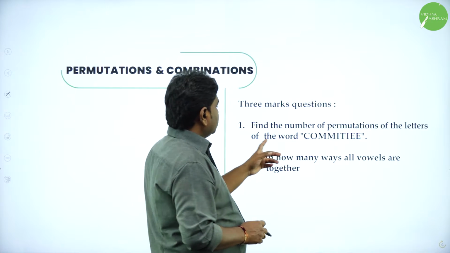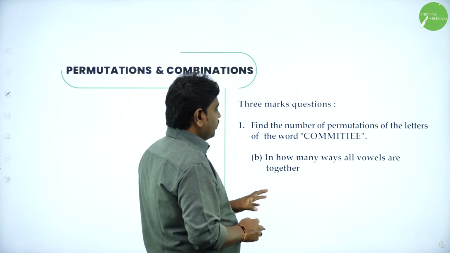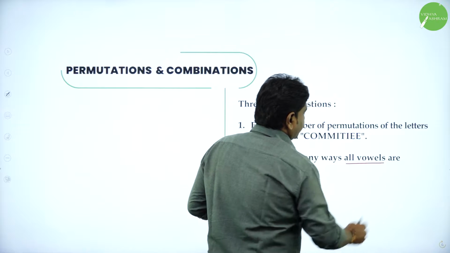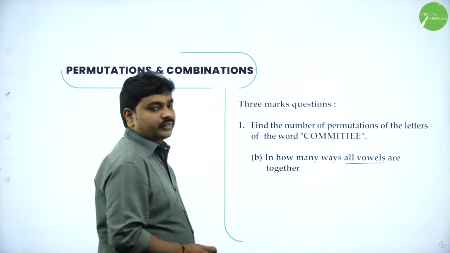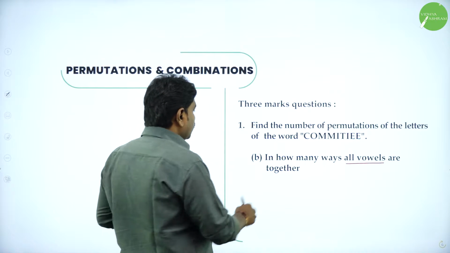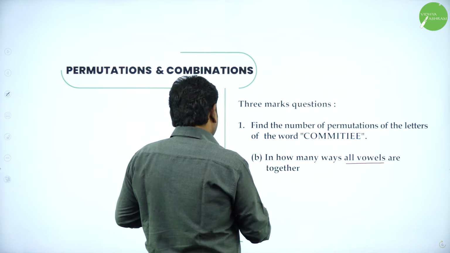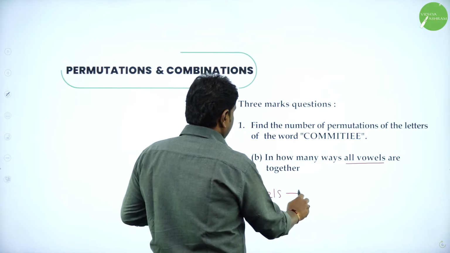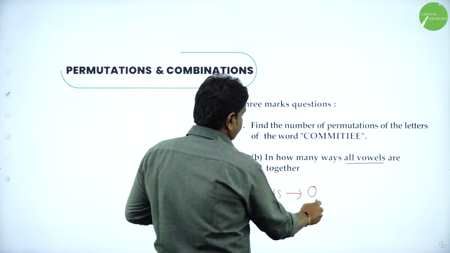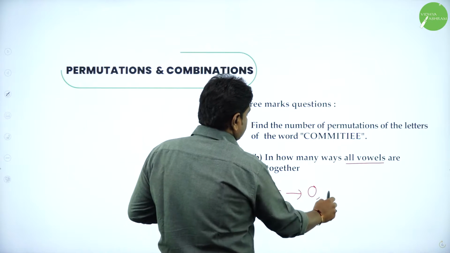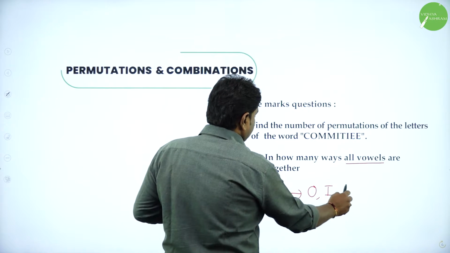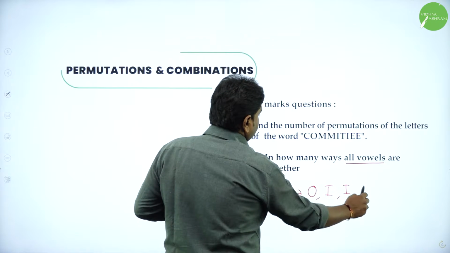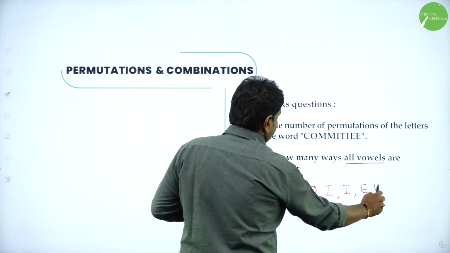The number of permutations of the letters of the word committee, in how many ways all vowels are together. All vowels are together. See, first in committee, what are the vowels here? So vowels, how many vowels are there here? O is a vowel and I is a vowel, and that I repeated 2 times, and E is a vowel, again E is a vowel.